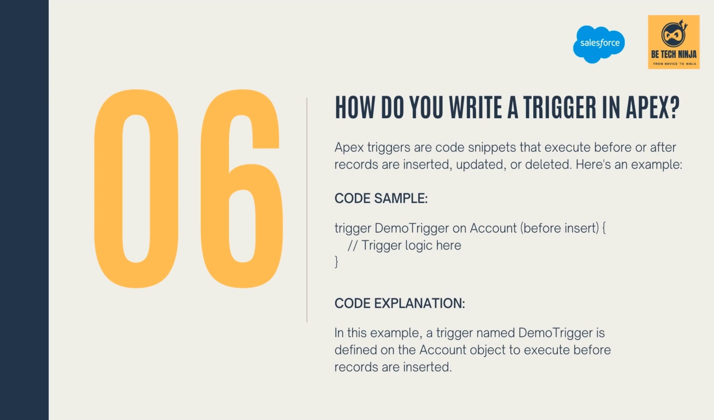Here's an example. In this example, a trigger named demo trigger is defined on the account object to execute before records are inserted.